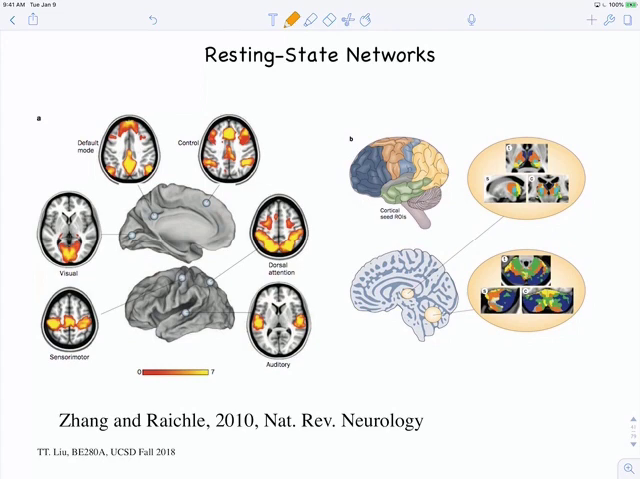But after about 10 years, people started realizing it was real and that it was reproducible. And in fact, there are many, many networks in the brain. This is just showing 6 networks that people have found, including visual, motor, and the one we're going to talk about a little more, the default mode network. Okay.